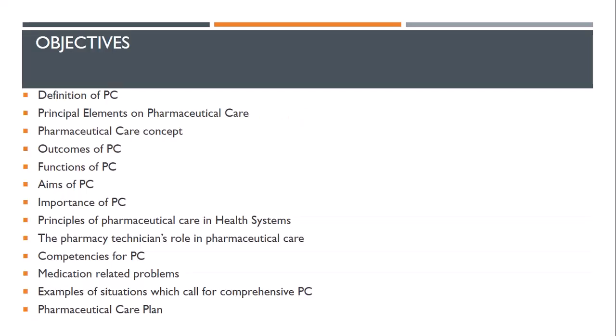We need to know how to define pharmaceutical care, what are the principal elements of pharmaceutical care, what's the pharmaceutical care concept, what are the outcomes of pharmaceutical care, what are the functions of pharmaceutical care, what's the aim of pharmaceutical care, and what's the importance or relevance of pharmaceutical care. Then we shall look at the principles of pharmaceutical care in health systems, and a pharmacy technician's role, or a pharmacist's role, a pharmacy professional's role in pharmaceutical care. Then what are the competences for pharmaceutical care, what are the medication-related problems in pharmaceutical care, and examples of situations which call for comprehensive pharmaceutical care. And then we shall have another lecture on pharmaceutical care plan.